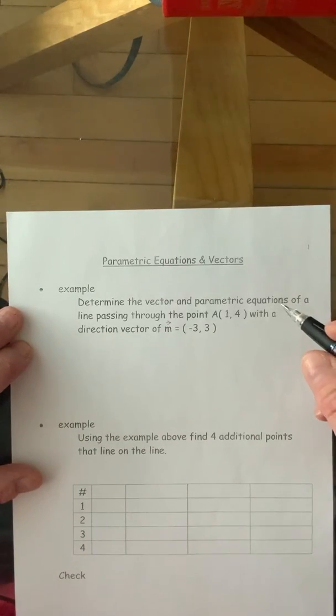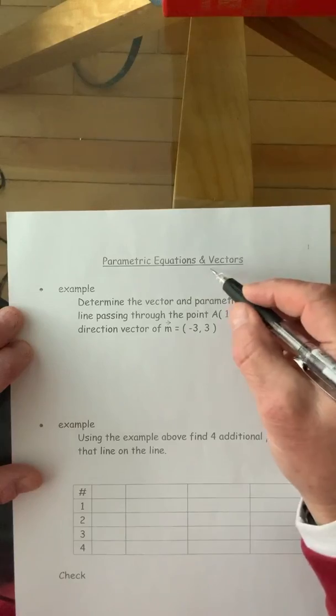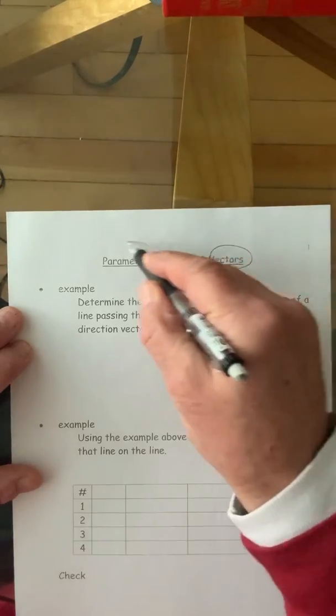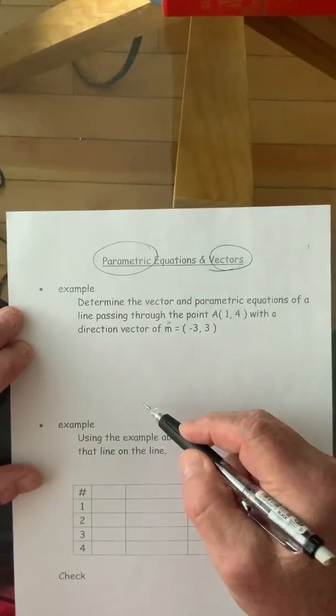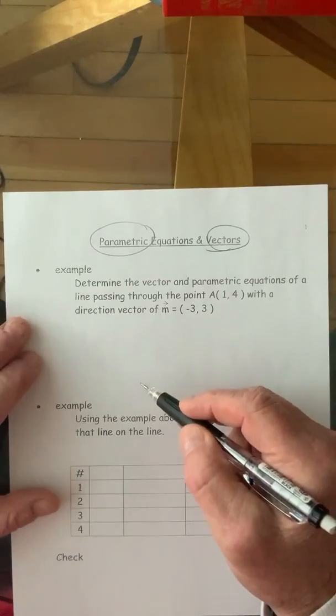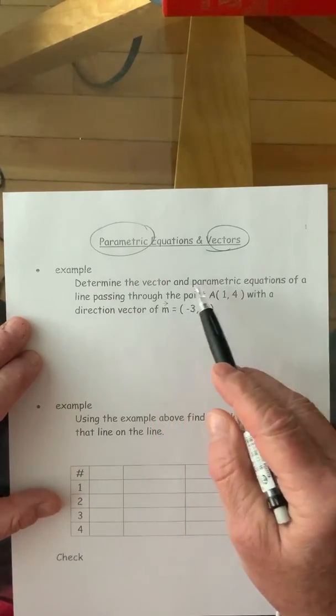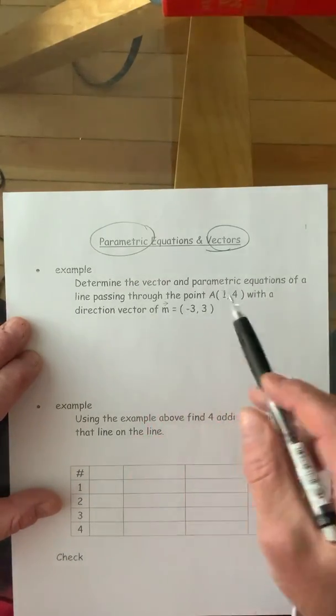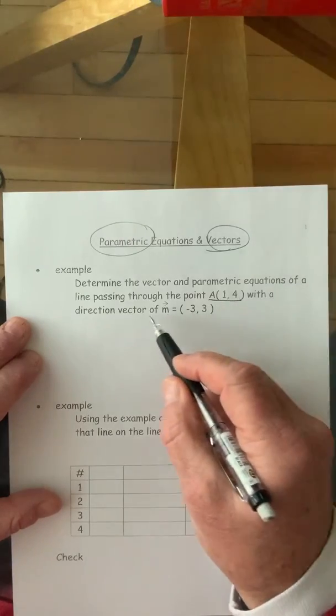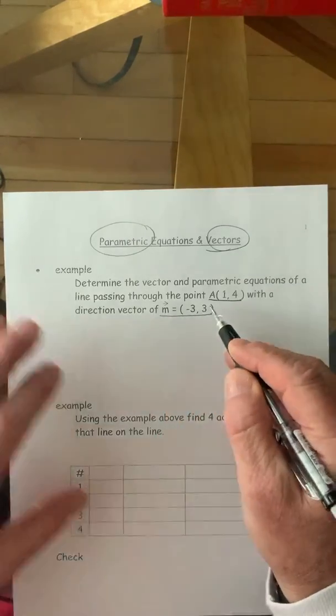These are practice questions that were sent out the other day. I'm going to provide answers if you require them. We're working with vector equations and parametric equations. In the first question, not terribly hard, determine the vector and parametric equations of a line passing through this point with a direction vector of this.